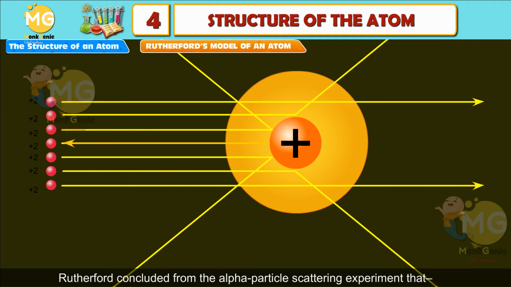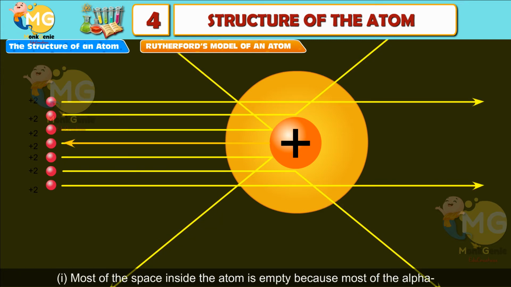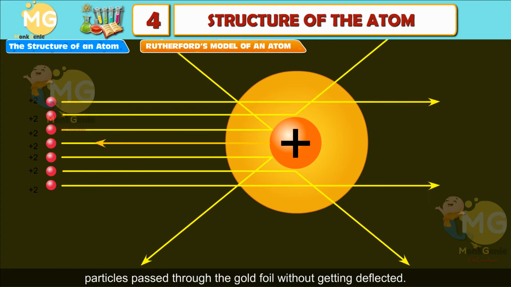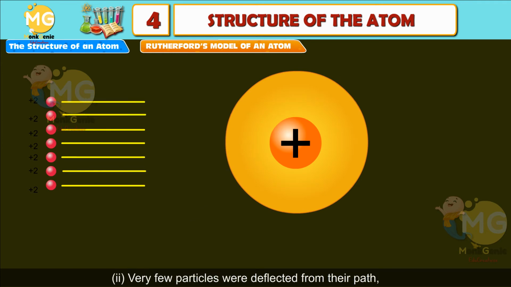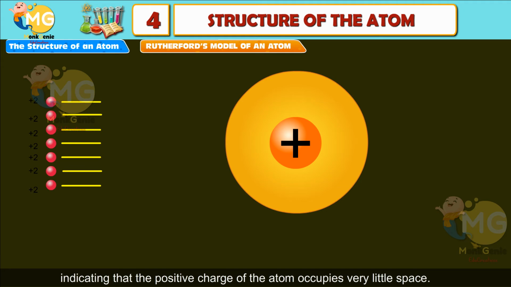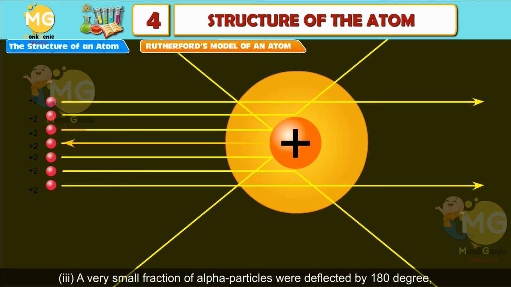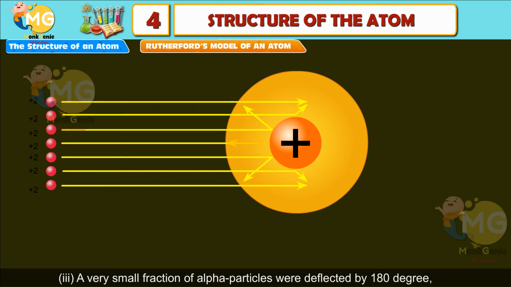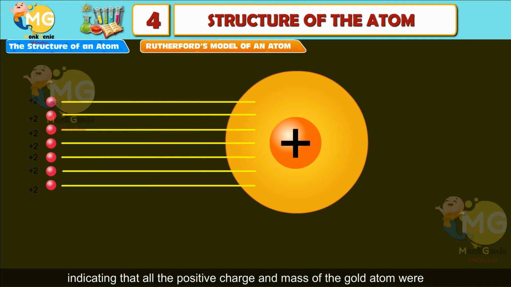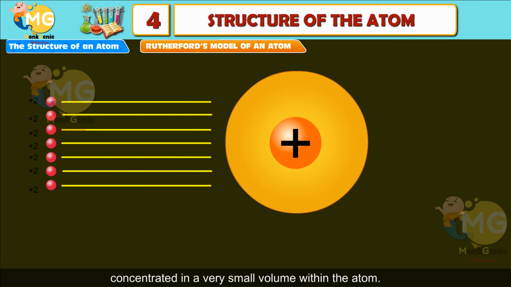Rutherford concluded from the alpha particle scattering experiment that, 1. Most of the space inside the atom is empty because most of the alpha particles pass through the gold foil without getting deflected. 2. Very few particles were deflected from their path, indicating that the positive charge of the atom occupies very little space. 3. A very small fraction of alpha particles were deflected by 180 degrees, indicating that all the positive charge and mass of the gold atom were concentrated in a very small volume within the atom.